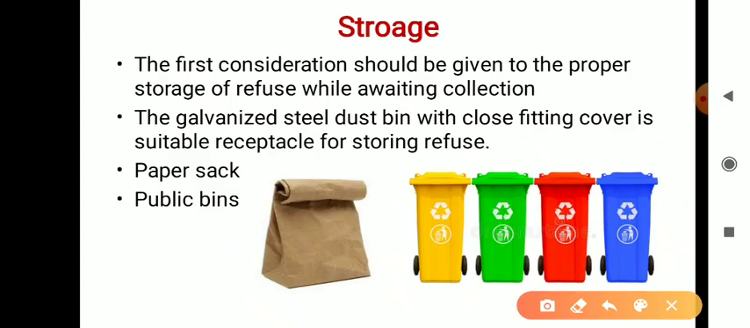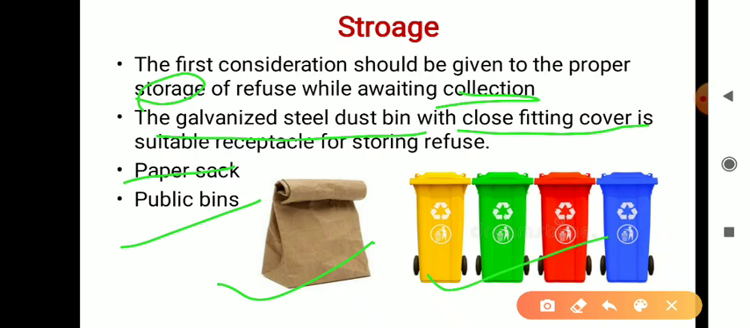This is the most notable and most considerable thing in the management of solid waste or garbage. The proper storage of refuse should be there before the collection, while awaiting collection. A galvanized steel dustbin should be used, a close fitting cover should be there, and the paper sack and public bins. This is the paper sack and this is the public bins.